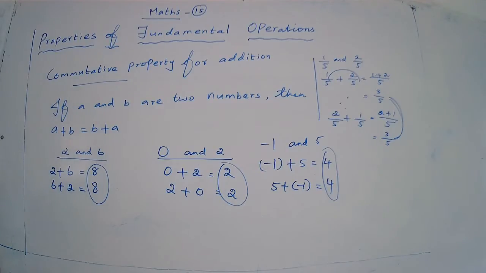Second, which operation? Subtraction. Okay, so now let us check this property for the operation subtraction. So the rule is, if a and b are two numbers, then a minus b is equal to b minus a. In addition, a plus b is equal to b plus a. Here in subtraction, we have to check whether a minus b is equal to b minus a.